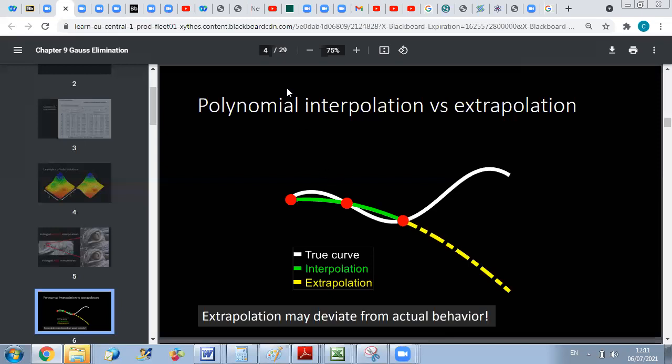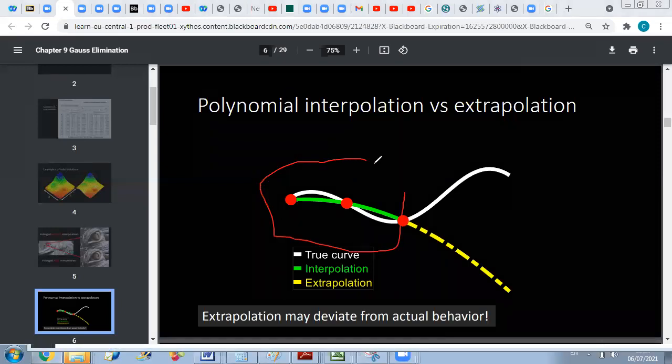So if I just know 3 points of the white curve here, and I am interested to know what will happen after these points, I don't have the choice to do interpolation, because to do interpolation, I need points here. If I don't have points here, I am forced to do extrapolation to be able to determine an approximation of the value. Okay, and as you can see in this figure, it's not very accurate. This is why we don't recommend to do extrapolation unless we don't have the choice.